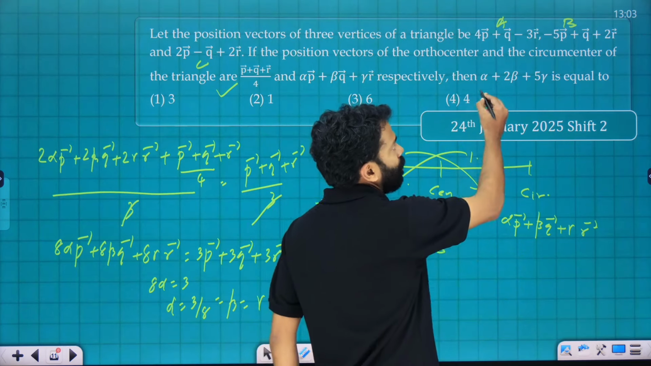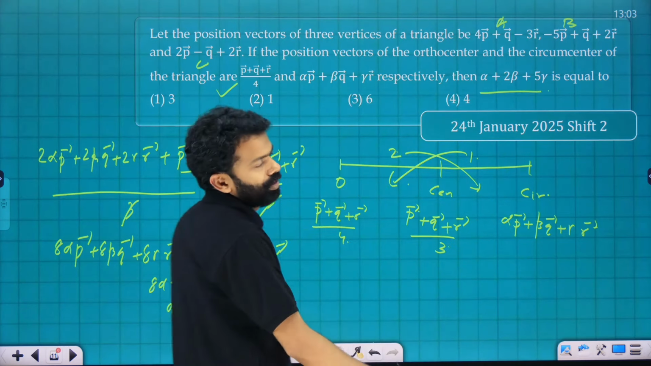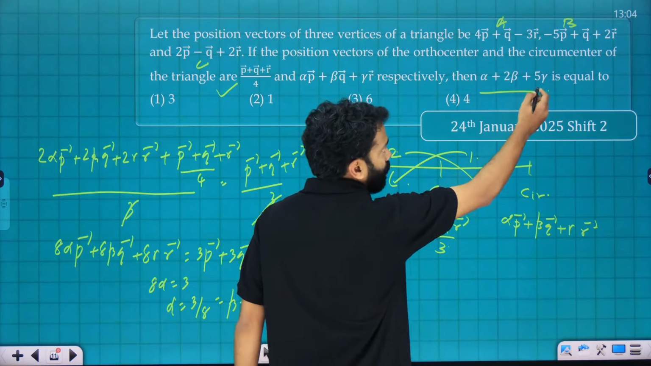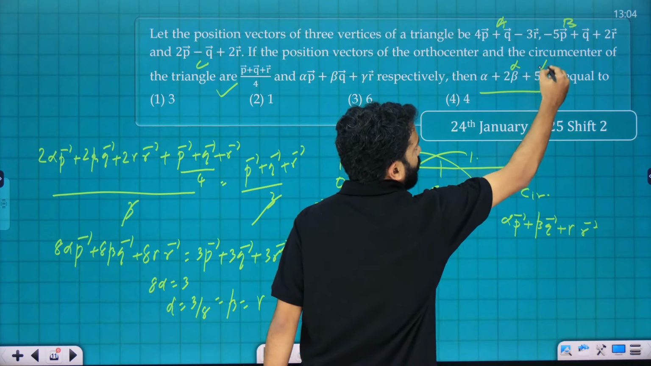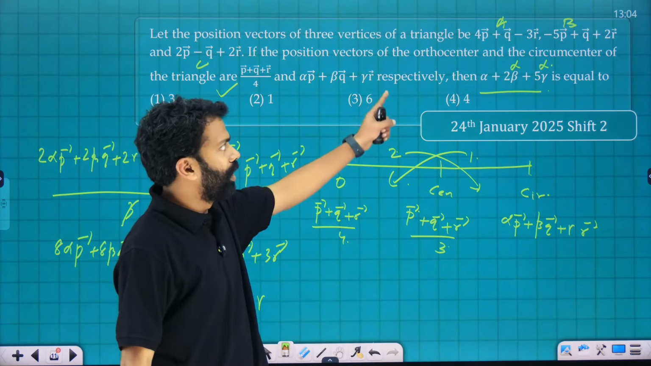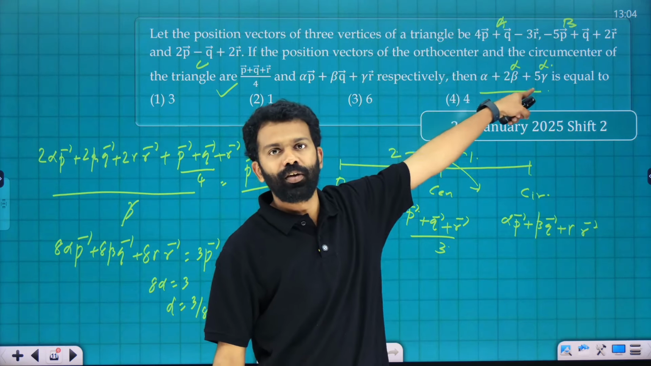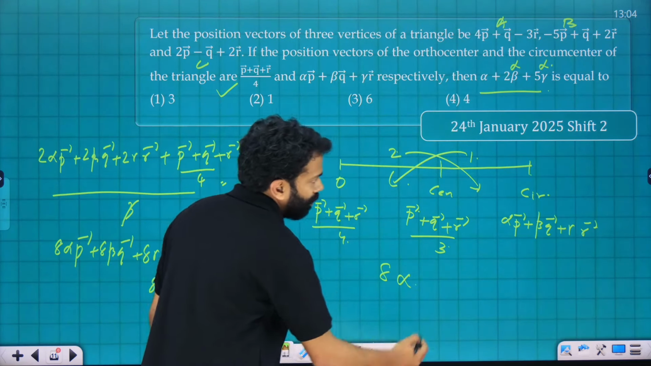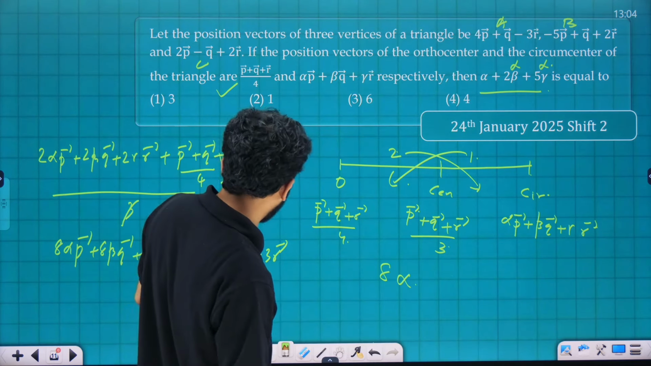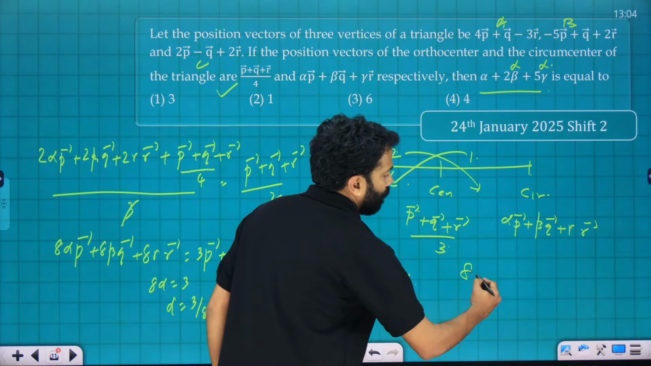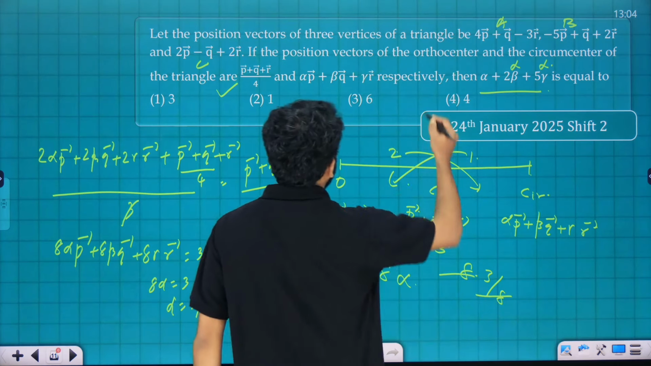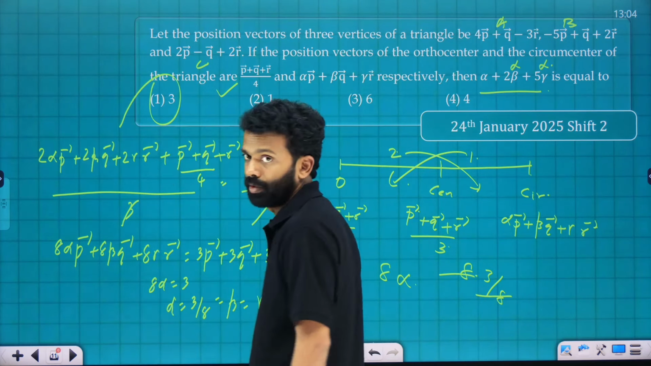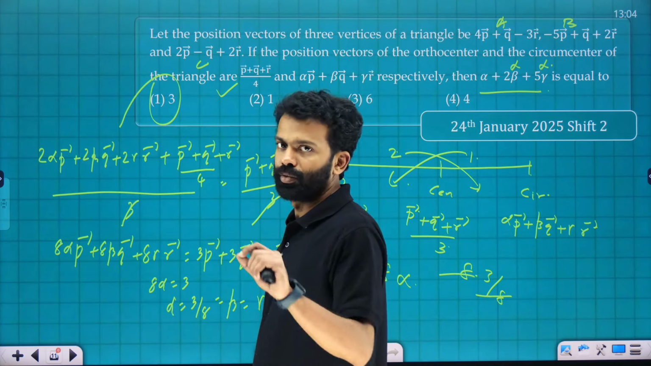Therefore we need to find alpha plus 2 beta plus 5 gamma, right? As all of them are alpha, we can assign alpha here and here as well. Therefore, that is nothing but alpha plus 2 alpha plus 5 alpha. That is 8 alpha. And what is the value of alpha? 3 by 8. That is 8 into 3 by 8. Cancel it. That is the first option. It is the correct one. Okay, that's all. Done.